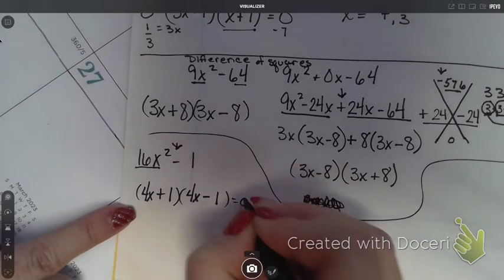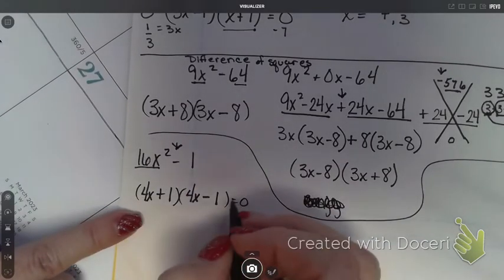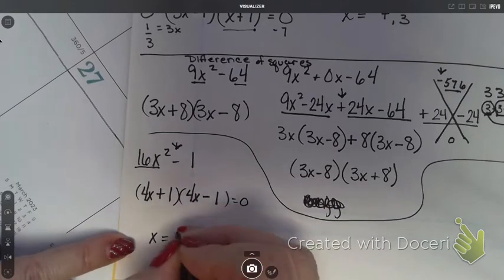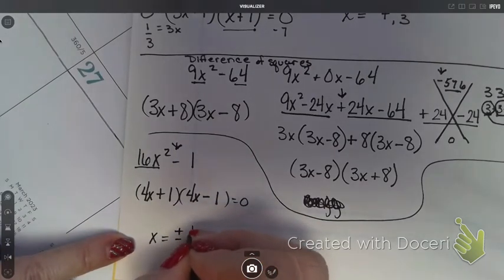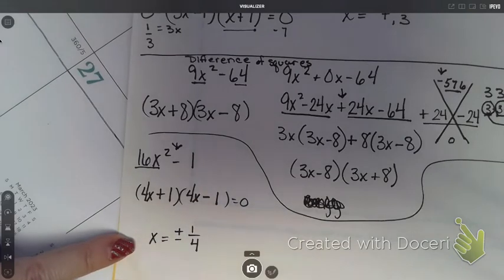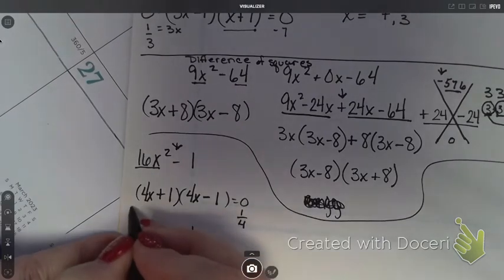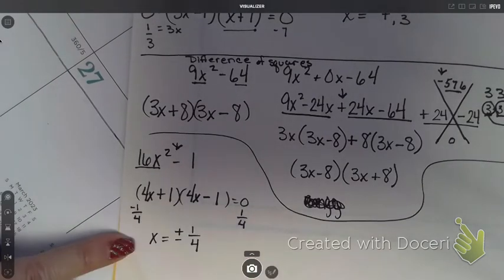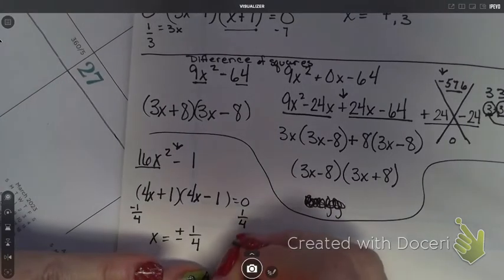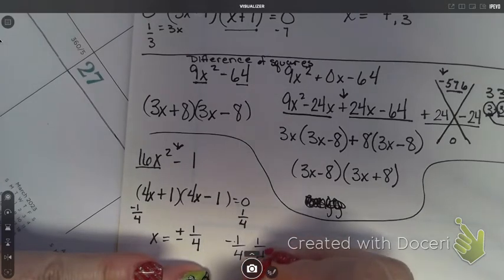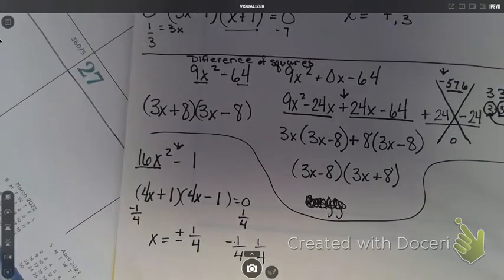We need to set them equal to 0. So we would add 1 and subtract 1, right? And divide by 4. So we get plus or minus 1/4. You would add 1 and divide by 4. And over here you would subtract 1 and divide by 4. So you get, or you can write it as, 1/4 and negative 1/4. It doesn't matter. It's the same thing.